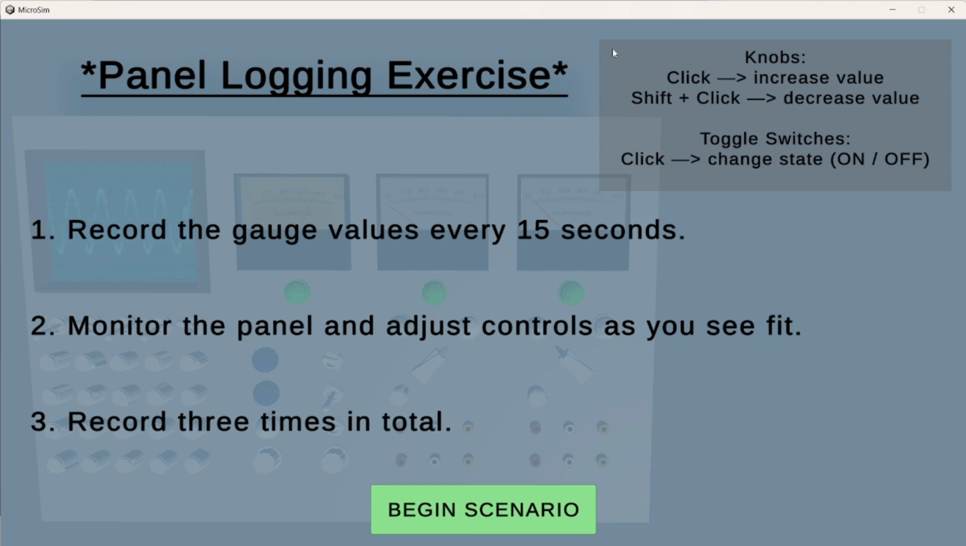We also have our panel interactions here. So we have knobs, which we can click to increase value, shift click to decrease value, and then toggle switches, which we can click to change the state. I really wanted to point out that I kept it ambiguous on purpose. This is the procedural part of the exercise. It really only tells you to record values and the keywords being adjust controls as you, as the operator, see fit. So we're going to start the scenario.